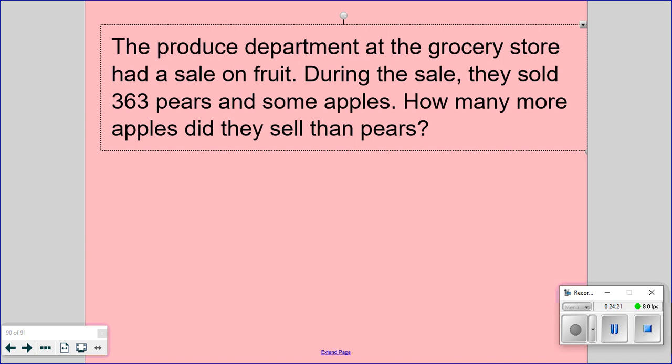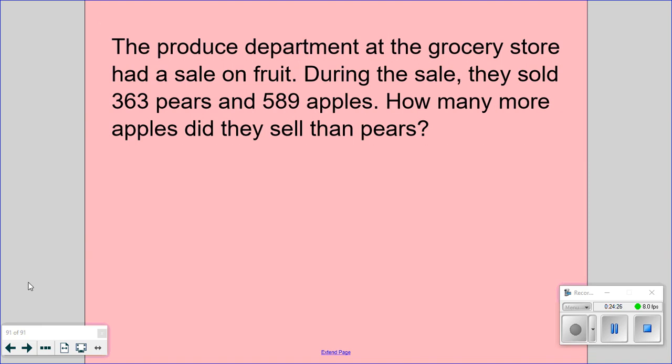Let me give you some more information. During the sale, they sold 363 pears and 589 apples. How many more apples did they sell than pears? What am I counting? I haven't written anything down. Eva, what am I counting? Pears and apples. I'm counting pears and apples. What is my answer sentence? How many more apples did they sell than pears? How do I write that as an answer sentence?